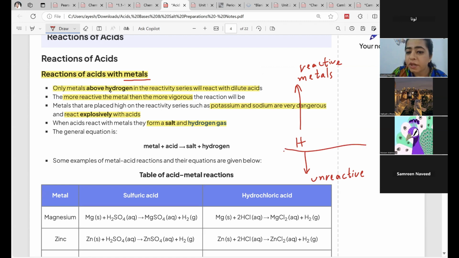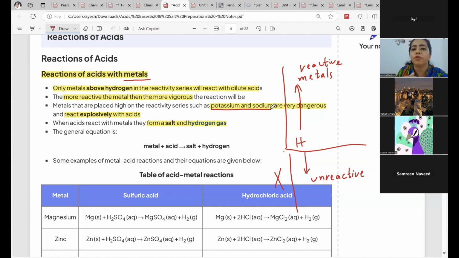So all the metals which are downward will not be able to react with acid. Only those metals which are above hydrogen in the reactivity series will be able to react with acid. Again, they will react according to their reactivity series. A more reactive metal is going to react fast. A vigorous reaction will happen. For example, at the top of the reactivity series, we have sodium and potassium, two reactive metals. If they react with the acid, they will produce an explosive reaction. So a very dangerous reaction will be there, and we cannot even try this kind of reaction in the lab.